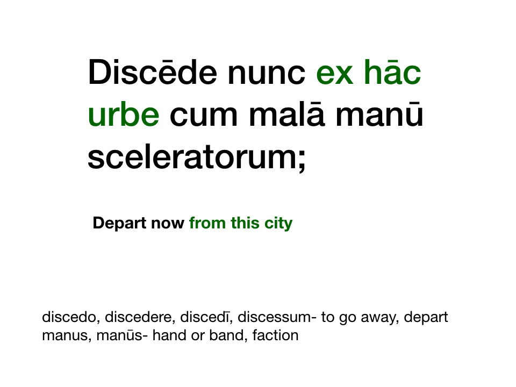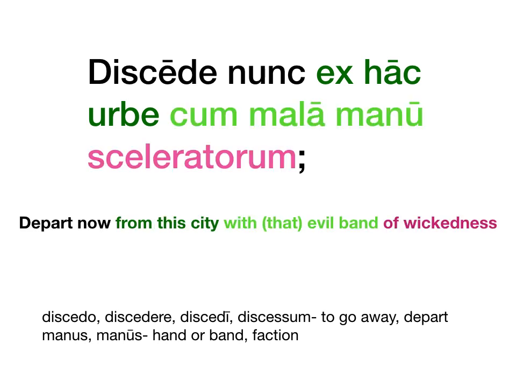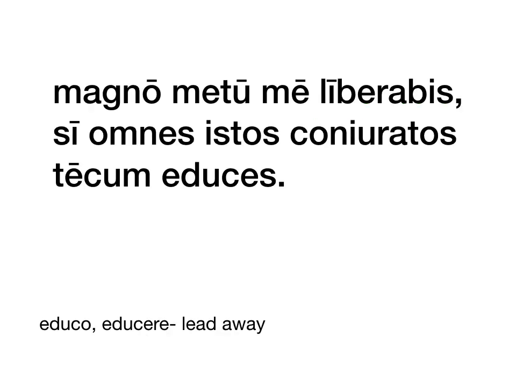And then when we have two ablative prepositional phrases right next to each other, I'll just use two slightly separate shades of green. So cum mala manu, that would be something like with the evil band of wickedness or crime. So he's calling out the conspirators that are working with Catiline.